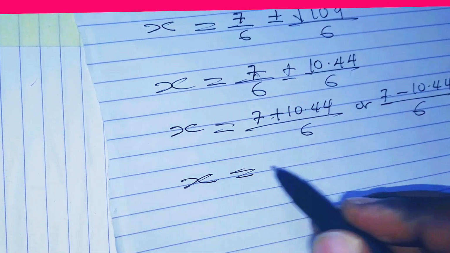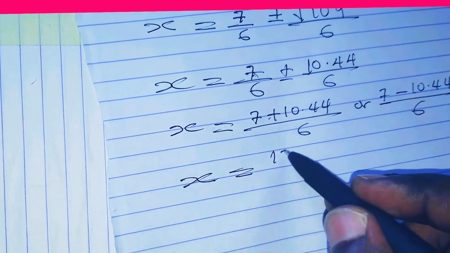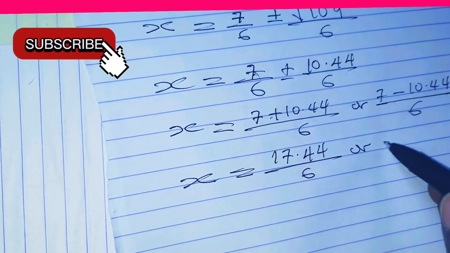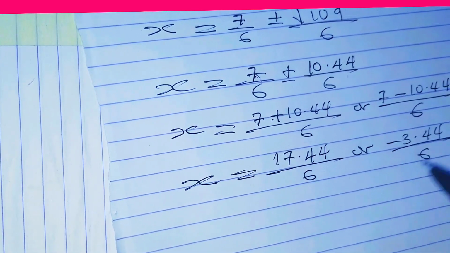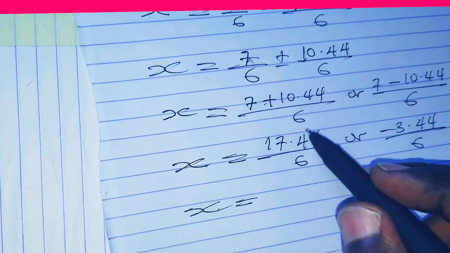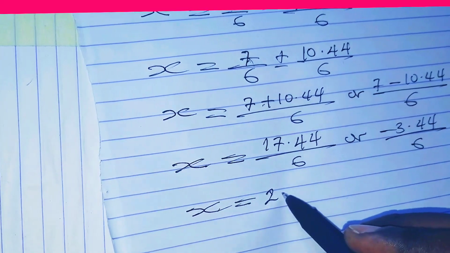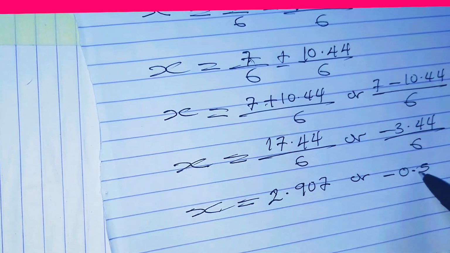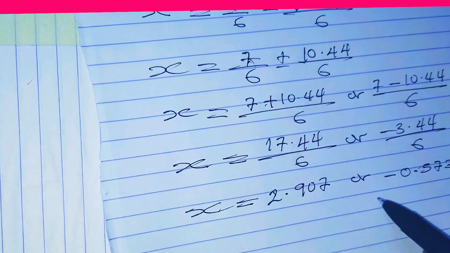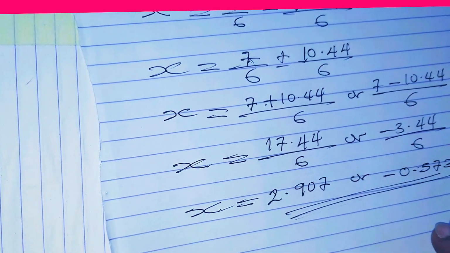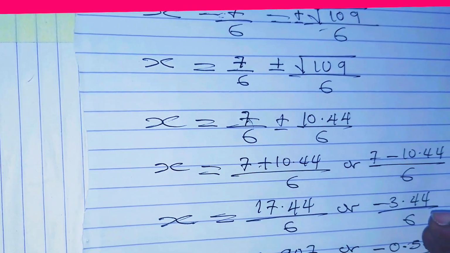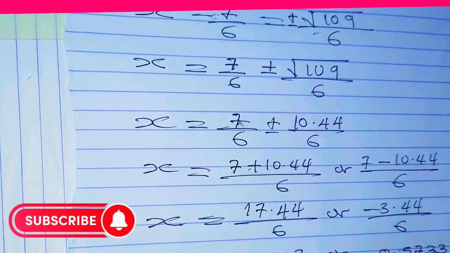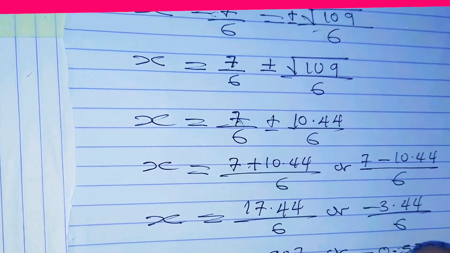So our final answer is going to be 7 plus 10.44. Of course, we have 17.44 over 6, or minus 3.44 over 6. So our x becomes, when you divide this by 6, you surely have 2.907 or negative 0.5733. So this is one kind of quadratic equation that your common factorization method cannot get solved, but definitely your completing the square method or quadratic formula can easily handle such questions for you.